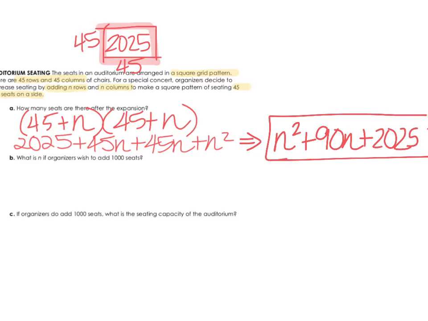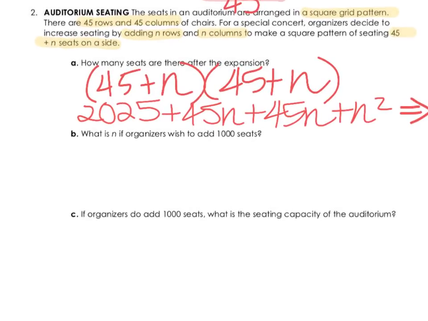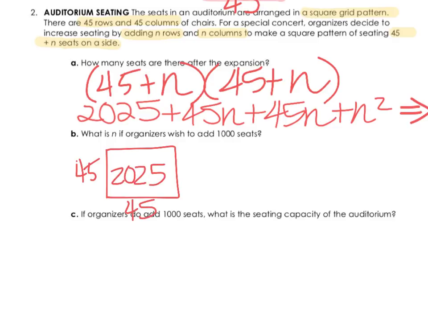We just have to write it in terms of n because we don't know what n is. Now, what if the organizers wished to add 1,000 seats? What we want to do is think of this like a square. This is kind of the logic and reasoning behind completing the square. So if we started with 45 times 45, and we know that we have 2,025 seats.